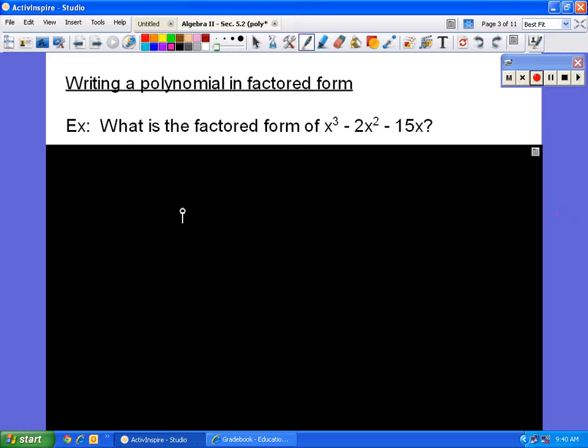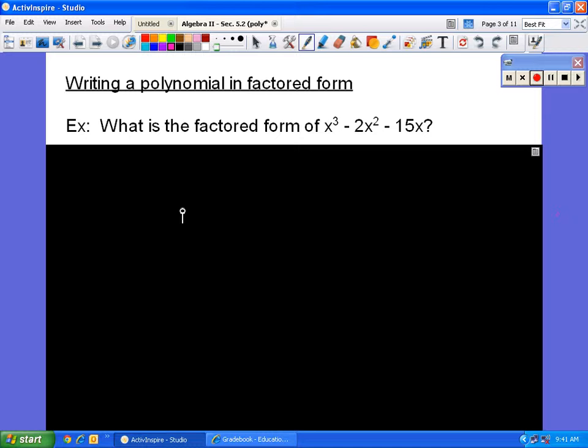What does anybody notice about each of these terms? What do they all have in common? They all have an x. What do we look for? We're looking for what? Something to factor out. When we look to factor out, what are we looking for? Oh, the GCF. We're looking for the GCF.